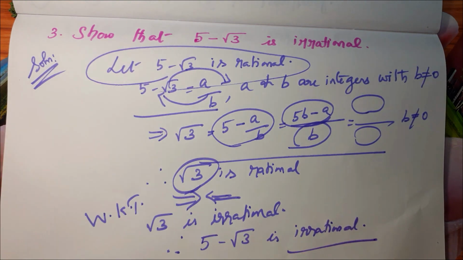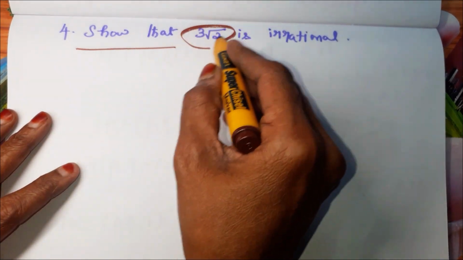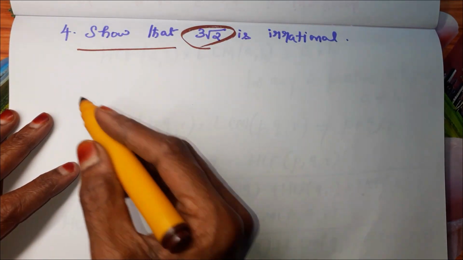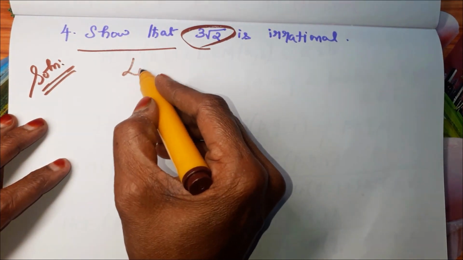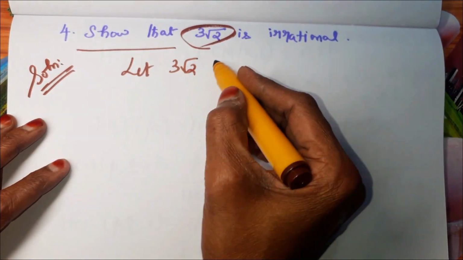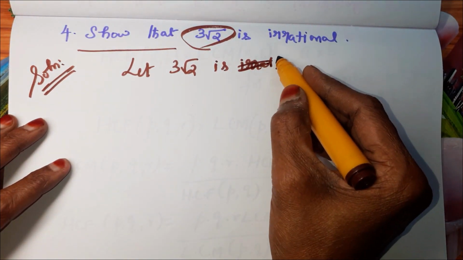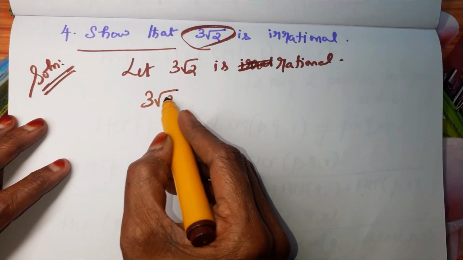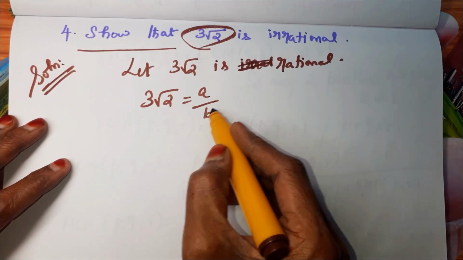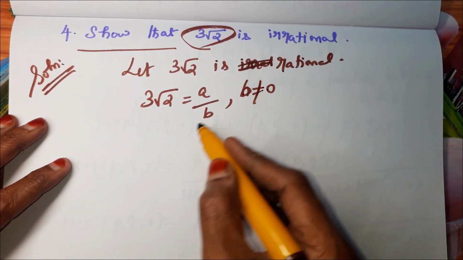Is it clear? The next one is of the same kind but the format is different. 3 into root 2 is irrational. Same procedure. We have to start with 3 root 2 is rational. I'm sorry, not irrational, it is a rational number. So any rational number can be written as a by b, where a and b are integers with b not equal to 0.